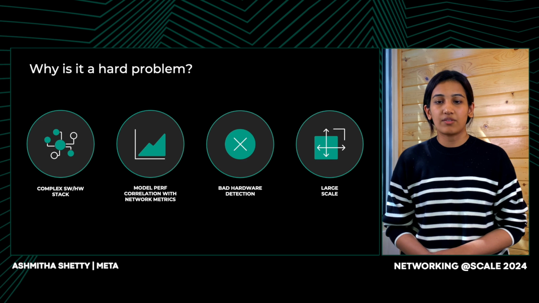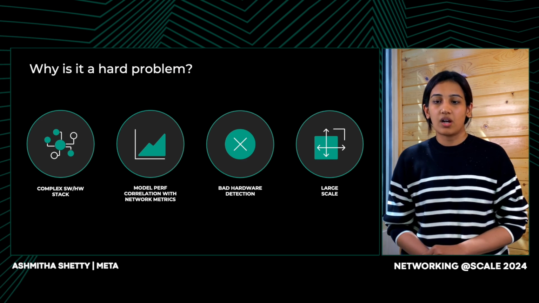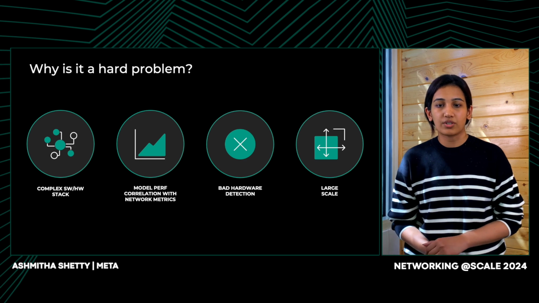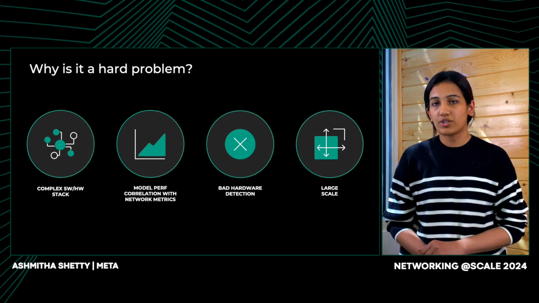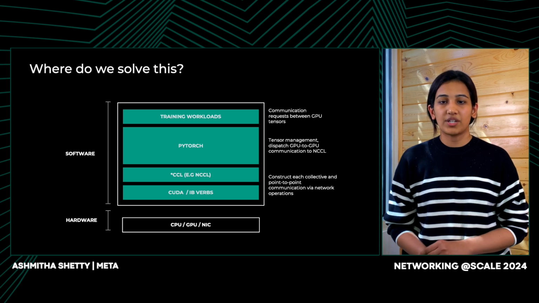Lastly, the scale of the infrastructures. The hardware metrics can generate too huge a volume when operating under thousands of GPUs, which makes it impractical for manual triaging. So what's the best layer to add this instrumentation?